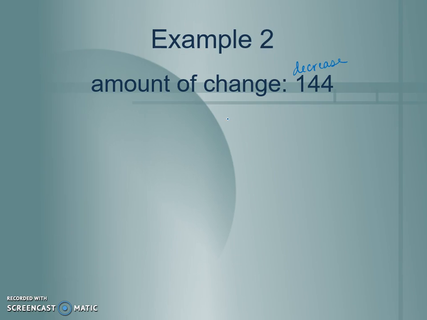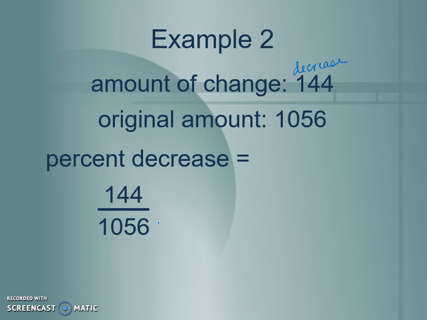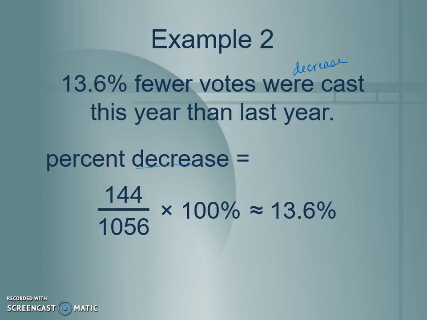So we have the amount of change, 144, over the original amount, which was 1,056, which will give us our percent decrease. We multiply by 100% after we've divided those out, and we get approximately 13.6% decrease, which tells us that 13.6% fewer votes were cast this year than last year.